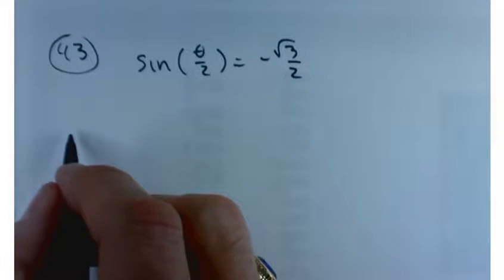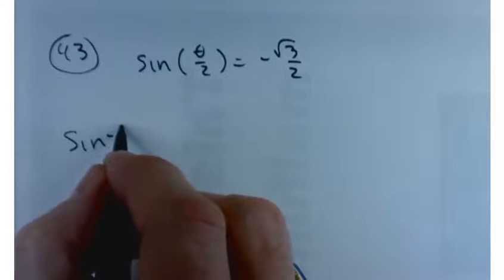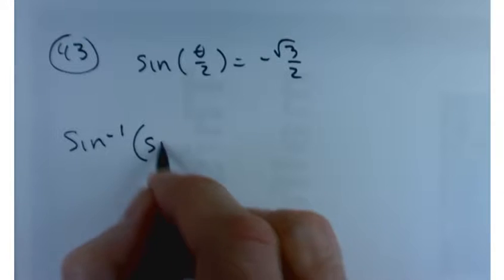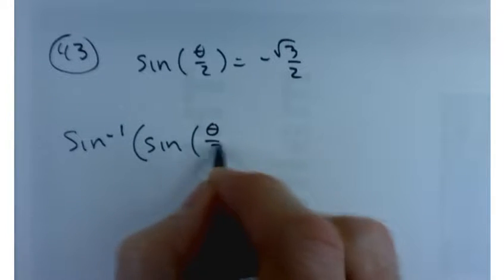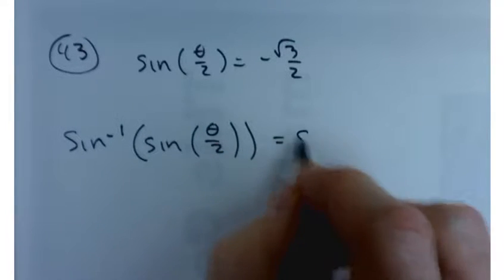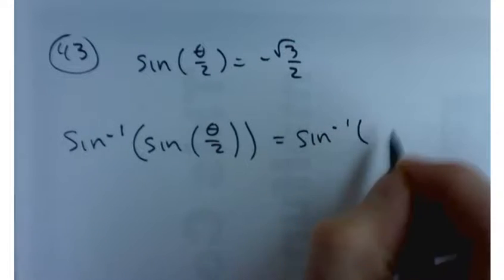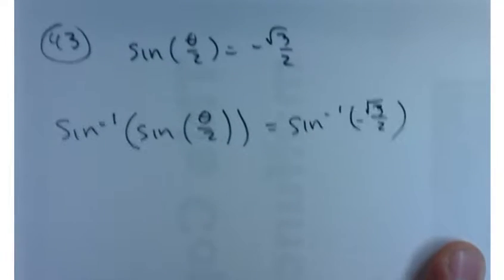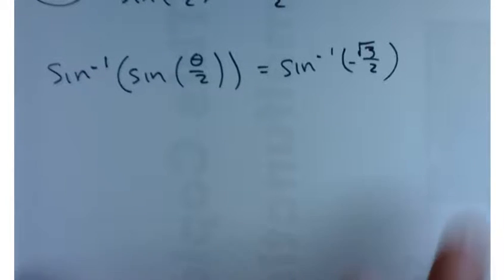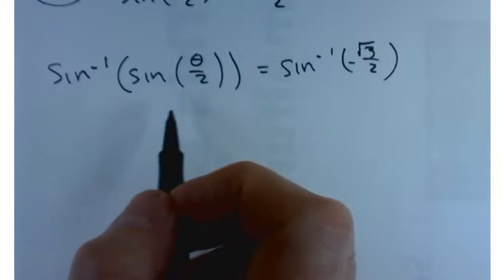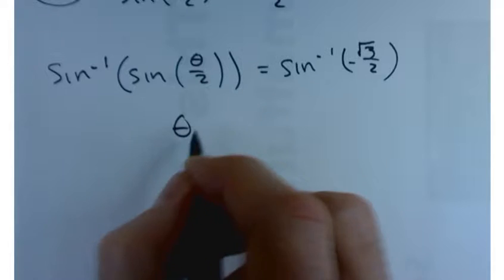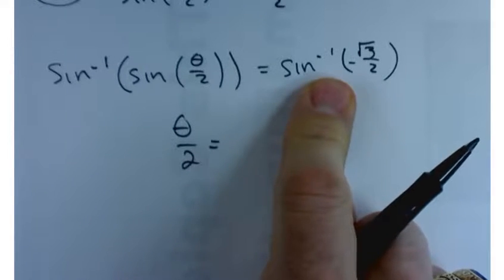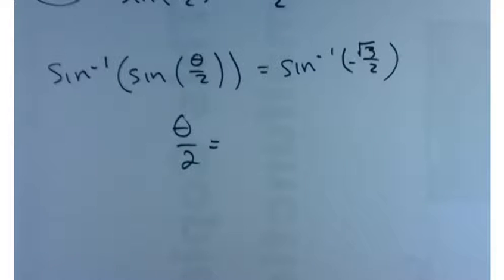Now, like we did the last problem, we're going to start by undoing the sine function. And what undoes the sine function is its inverse. I'll apply that to both sides. On the left-hand side, the sine and the sine inverse cancel each other out. I'm left with theta over 2 equals sine inverse of negative root 3 over 2.